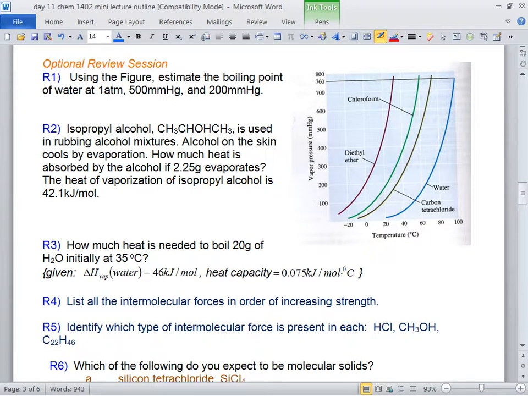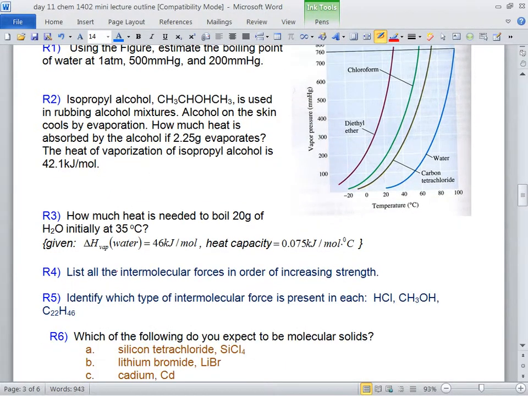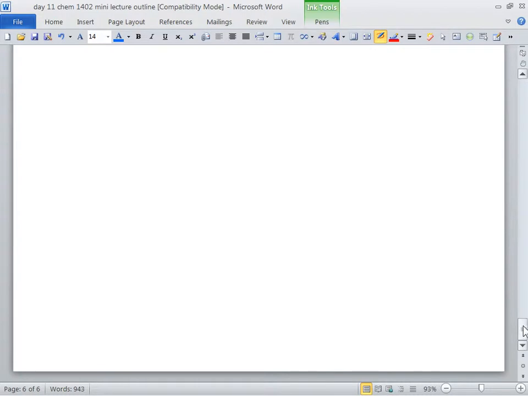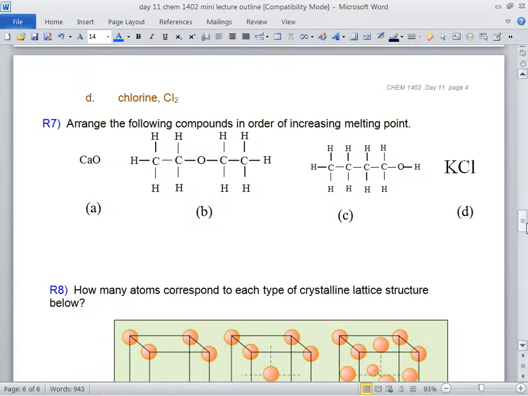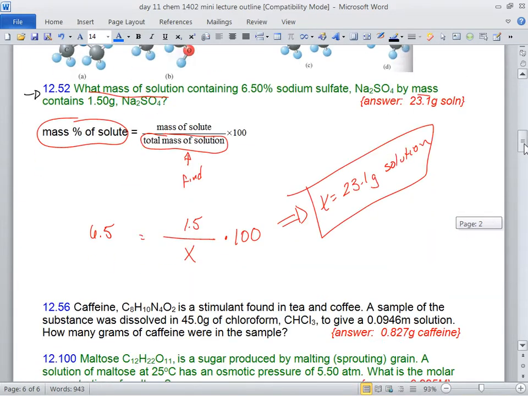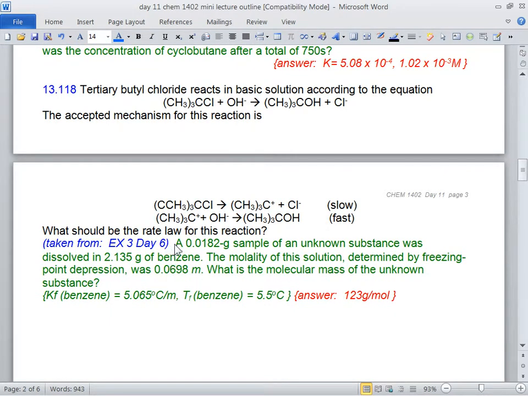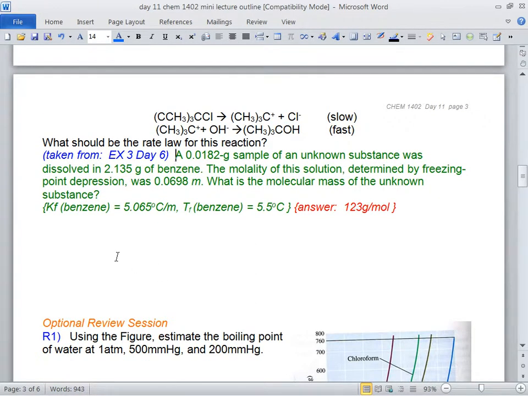What's the number of it, you're saying? What is the molecular mass? Oh, it doesn't have a number. I thought I had a number on everything. I've got to put a number on that. Okay, it says freezing point depression, so this is definitely going to be a delta T type of problem.